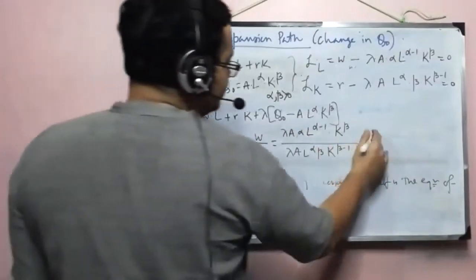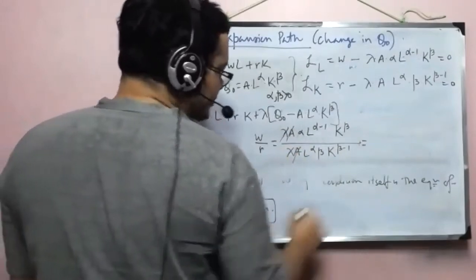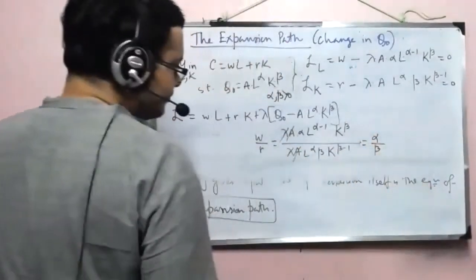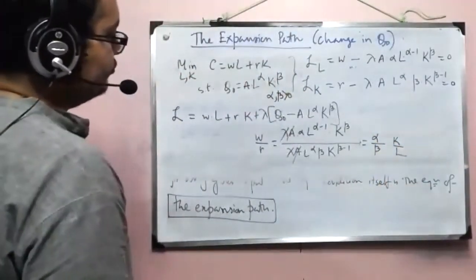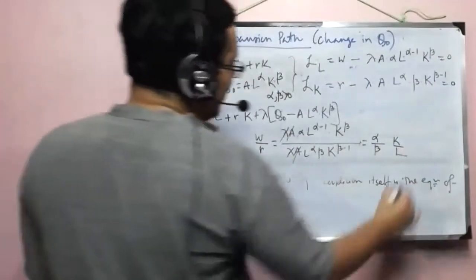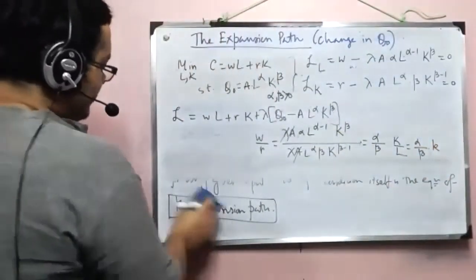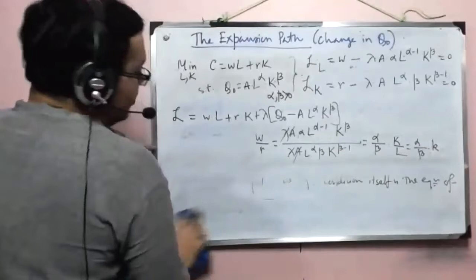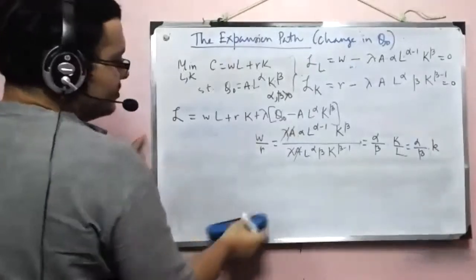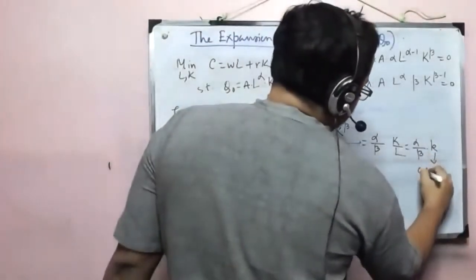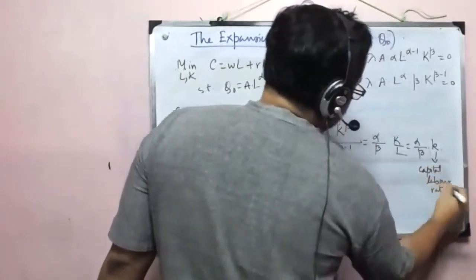And if we go for a cancellation, then it yields alpha by beta into K by L, which can be written as alpha by beta into k, the symbol that we used in the growth model, the mathematics of Solow growth. So this is basically the capital labor ratio.